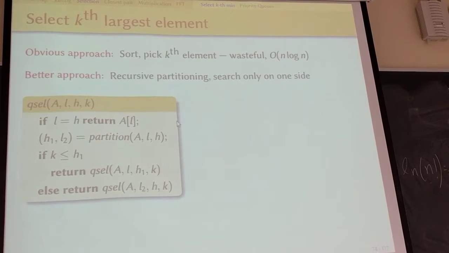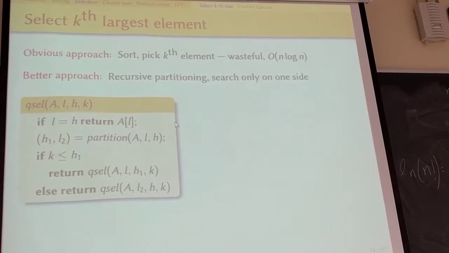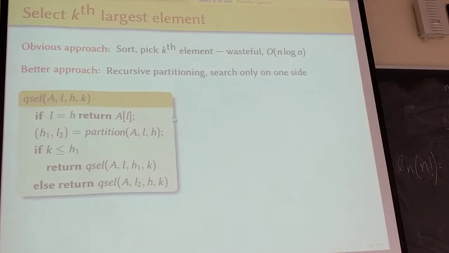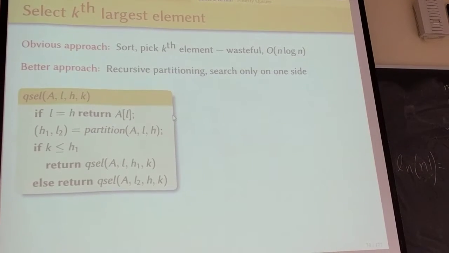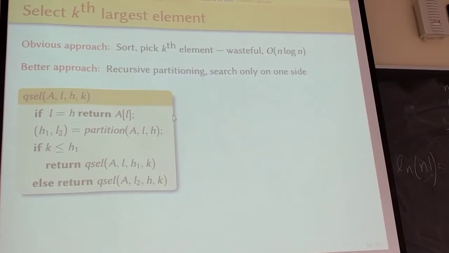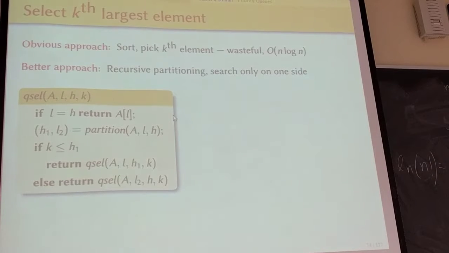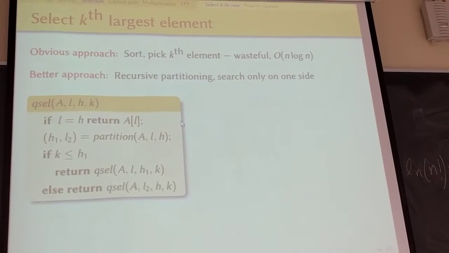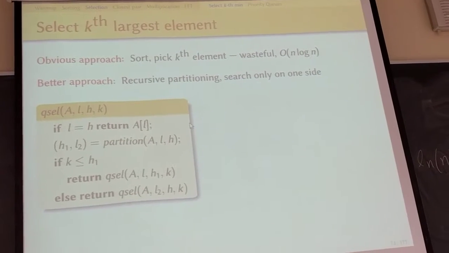Just like Quicksort. Okay? Except that in Quicksort, you are interested in sorting the two halves and putting them together, right? In this case, you only want to find out the kth element. The kth element is either in the left partition or the right partition, right? So once you know which partition it is in, you only have to go down that partition, right?